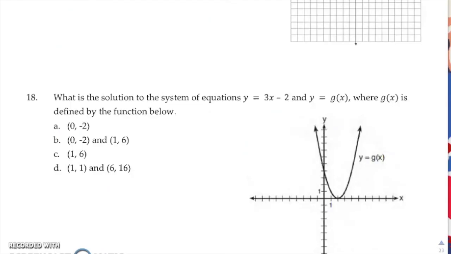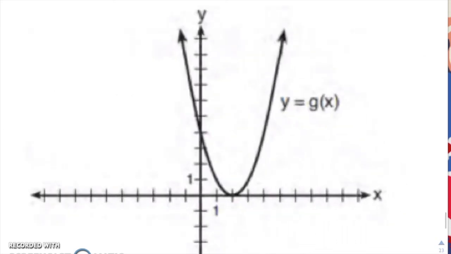Okay, and then the last question in the graphing review. What is the solution to the system of equations y equals 3x minus 2 and y equals g of x, where g of x is defined by this function below? So let's take a look at this. I have this function and I have y equals 3x minus 2. Easiest way to see the solution is to see where they intersect. So let's start by graphing this line.